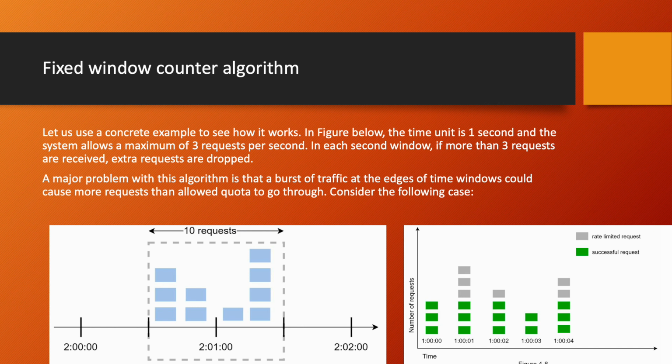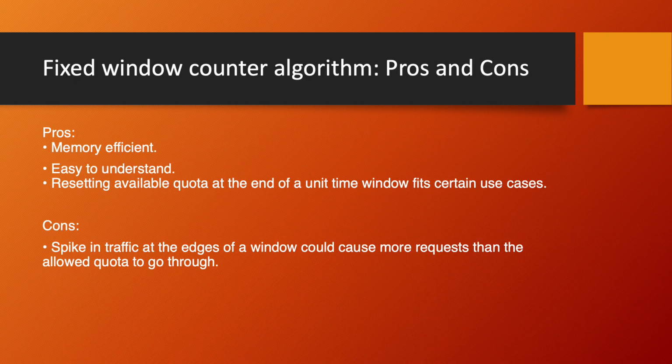Consider the following case. In the figure below, the system allows a maximum of 5 requests per minute, and the available quota resets at the human-friendly round minute. As seen, there are 5 requests between 2:00 and 2:01, and 5 more requests between 2:01 and 2:02. For the 1 minute window between 2:00:30 and 2:01:30, 10 requests go through, which is twice as many as the requests allowed per minute.